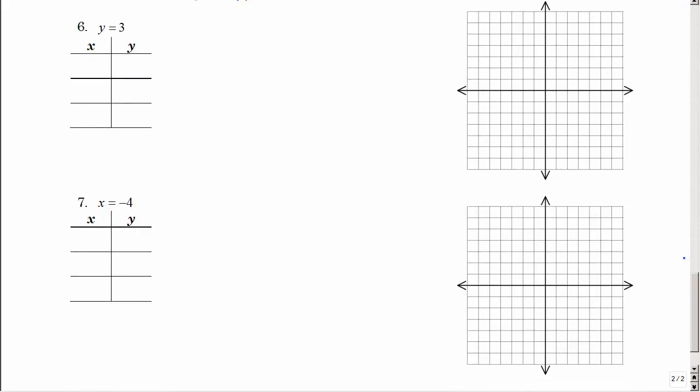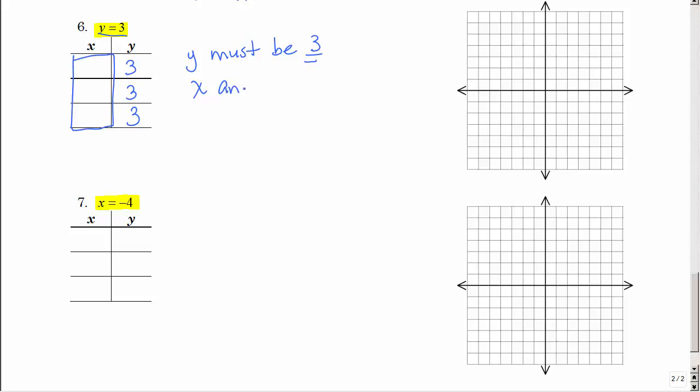Now let's look at those last two examples. We have y equals 3 and x equals -4. On the last lesson, we talked about what that means. On this one, it says y equals 3. That means y must be 3. You don't have a choice. It is always 3. But what does that say about x?